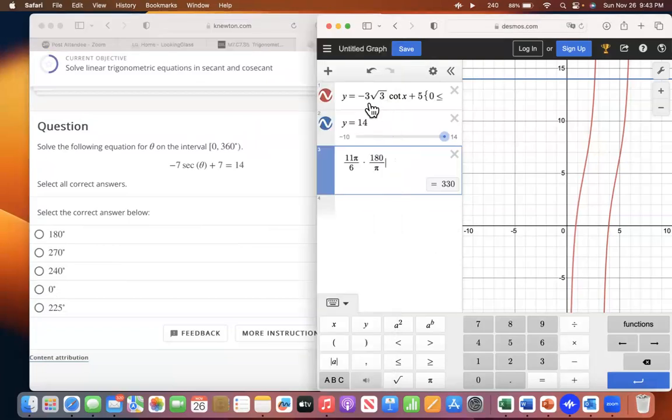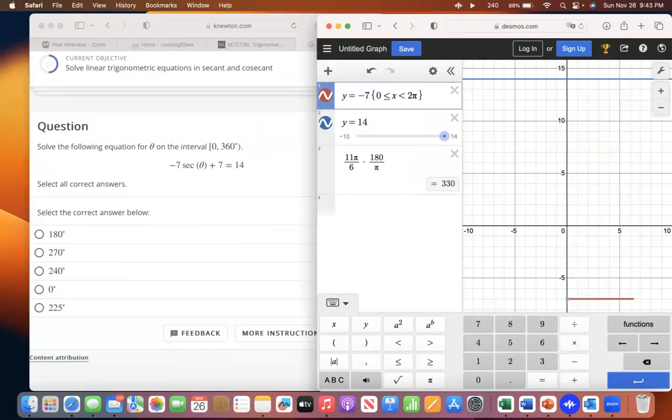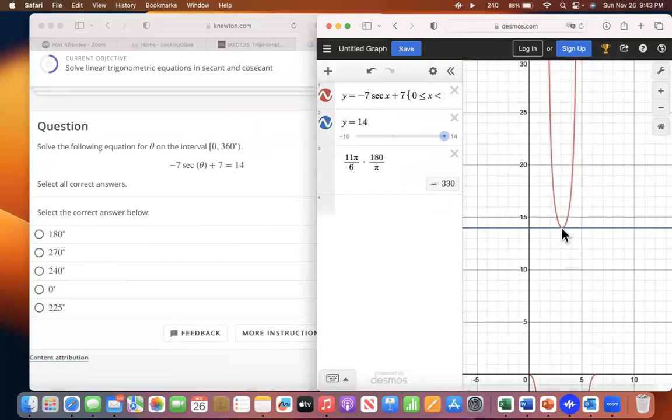This one's going to be the same thing. Negative 7 secant x plus 7. And that's still 14. Pi. If it's just pi, isn't it just like 0? 180. Oh, just kidding.